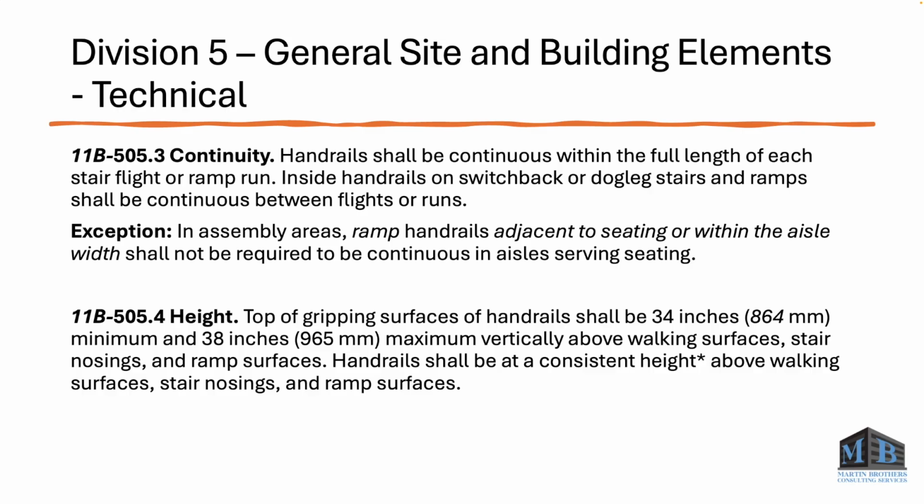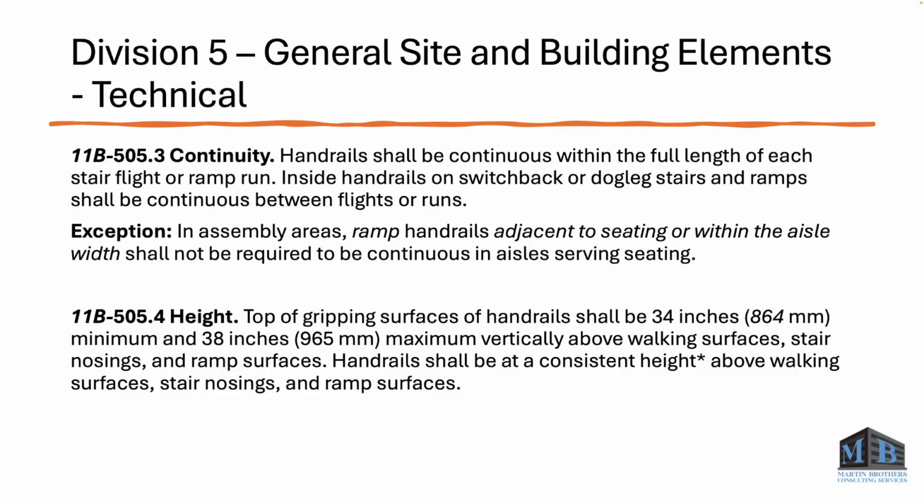505.3, continuity. Handrails shall be continuous with the full length of each stair flight or ramp run. Inside handrails on switchback or dogleg stairs and ramps shall be continuous between flights or runs. There's an exception. In assembly areas, ramp handrails adjacent to seating or within aisle width shall not be required to be continuous in aisles serving seating.